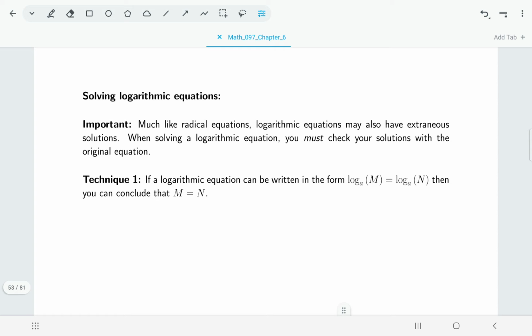So let's take a look at doing some solving. And each time that I solve one of these equations, I'll have to do some work on the side to check my solutions.